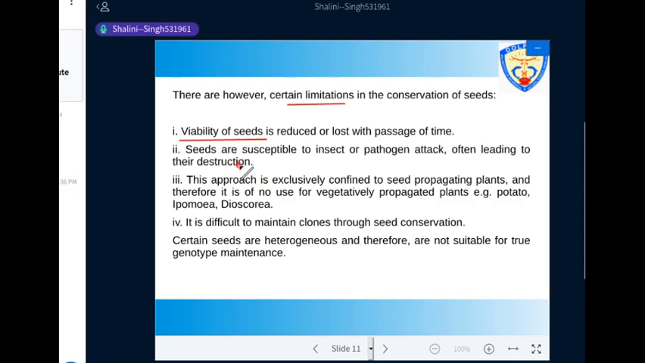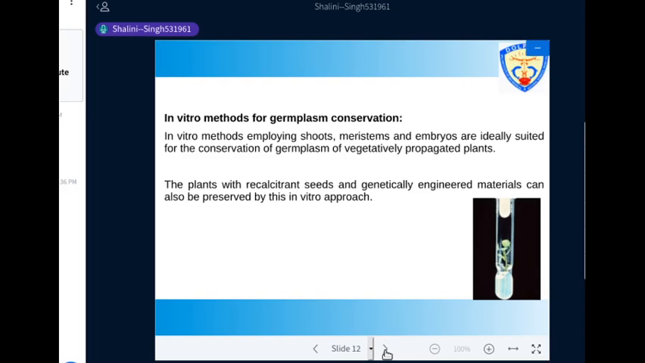Seeds are susceptible to insect or pathogen attack, often leading to their destruction. This approach is exclusively confined to seed propagating plants and therefore it is of no use for vegetatively propagated plants like potato, etc. And it is difficult to maintain clones through seed conservation. Certain seeds are heterogeneous and therefore are not suitable for true genotype maintenance.